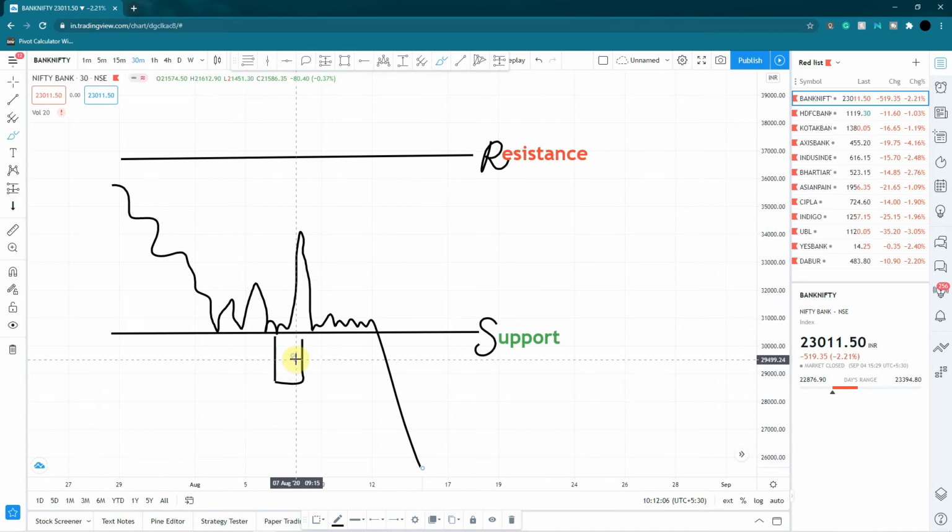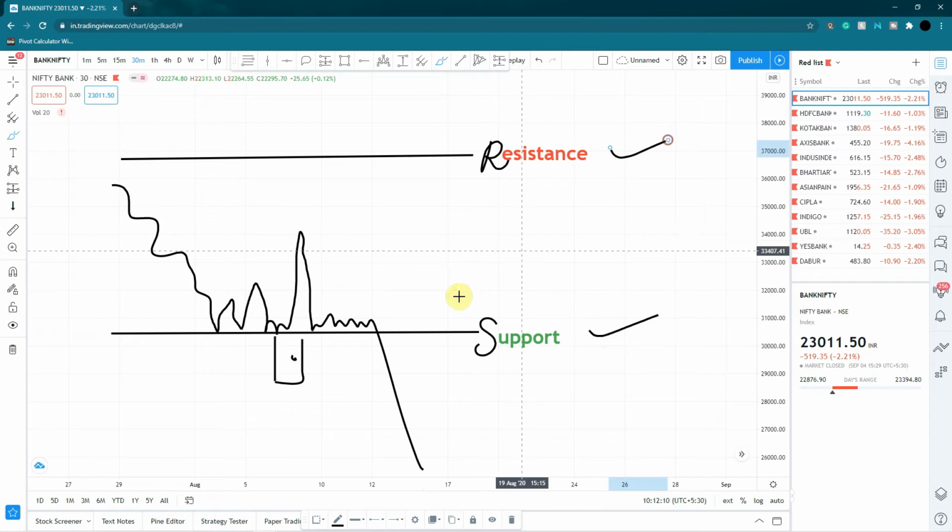So as you can see, for this stock to either break the support or the resistance, it needs to spend time near it. The more time it spends near the support or the resistance, the more chances it has to break it.